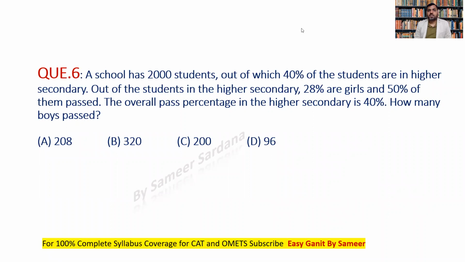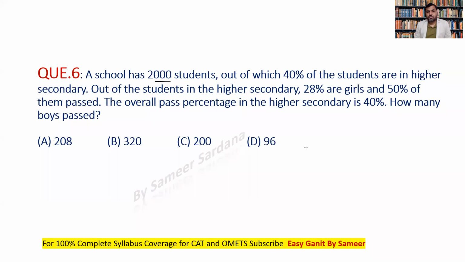Look at it, guys. Question says, a school has 2,000 students, out of which 40% students are higher secondary. Out of students in the higher secondary, 28% are girls and 50% of them pass. The overall pass percent in secondary education is 40%. How many of the boys passed? Exactly a similar type of question that we have just done, and very relevant for SNAP exam, right?